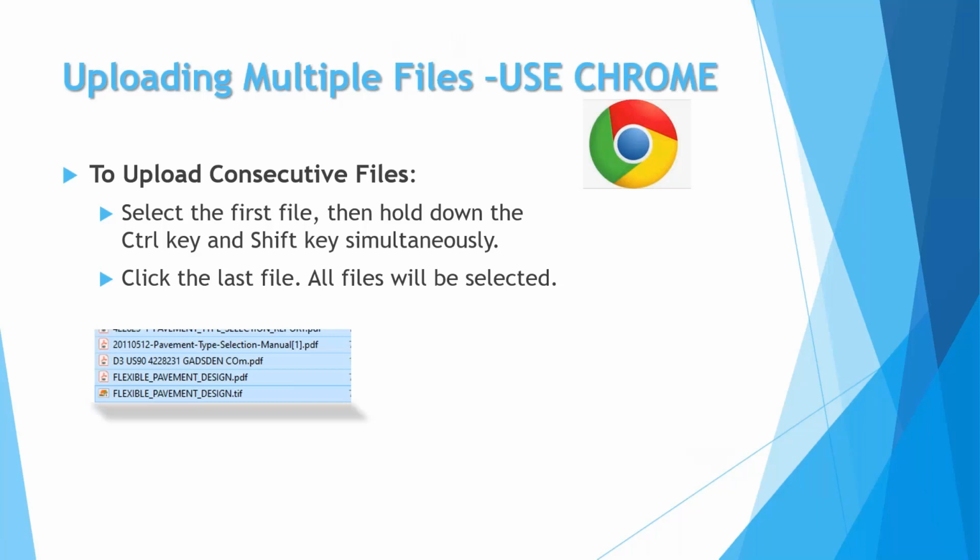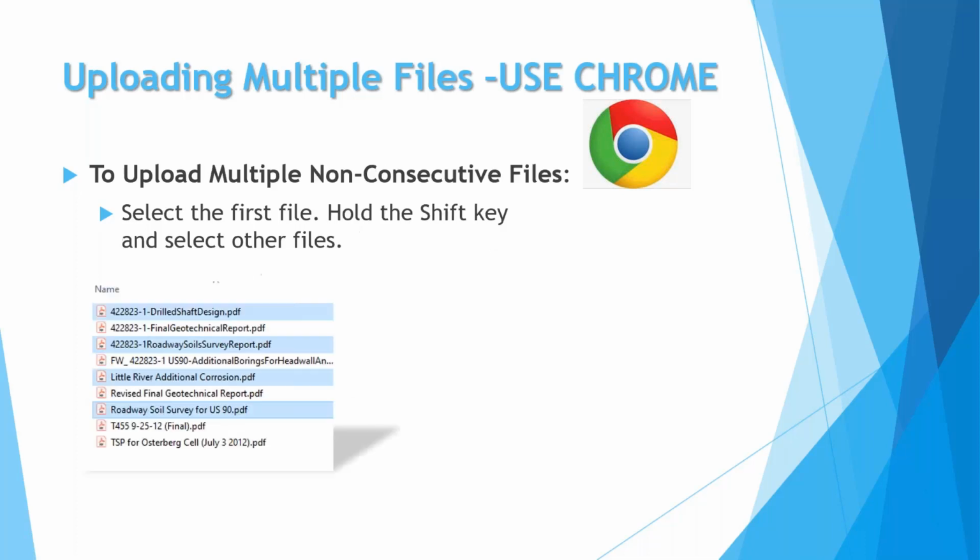You can upload multiple files using Chrome. Now, to upload consecutive files, select the first file, then hold down the Control and Shift keys at the same time. Then select the last file. All files will be selected, and then you can attribute them all at the same time. Later, you can go back in and edit those attributes.